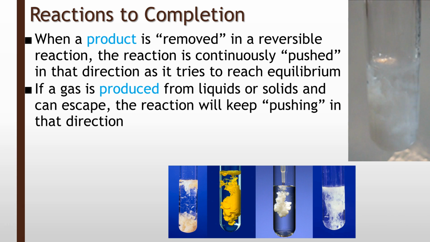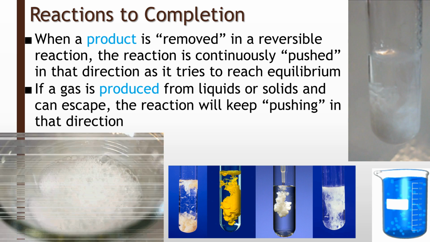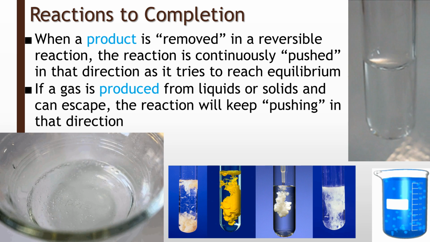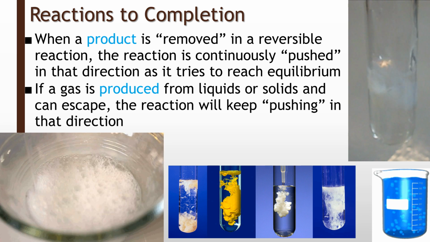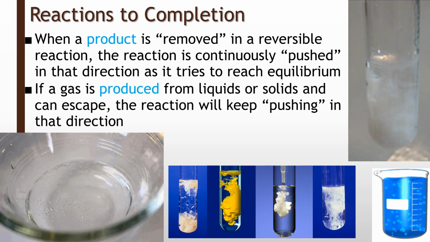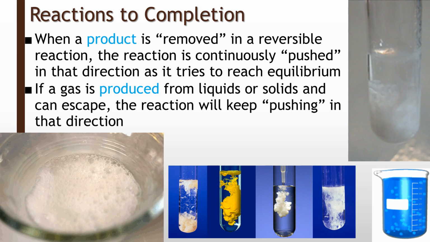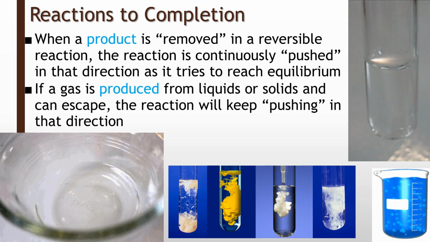If I was to produce a gas, that reaction is going to go almost perfectly to completion, because it is going to keep trying to push toward the product side to make up for the fact that I am losing that from the product side. So anytime I'm giving off a gas and that gas is allowed to escape freely, the reaction is going to almost always go to completion because I am removing a product. So the reactants are going to be used up to make up for that difference.